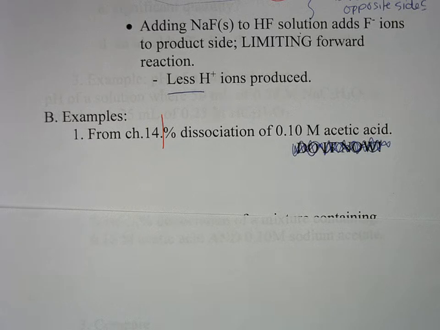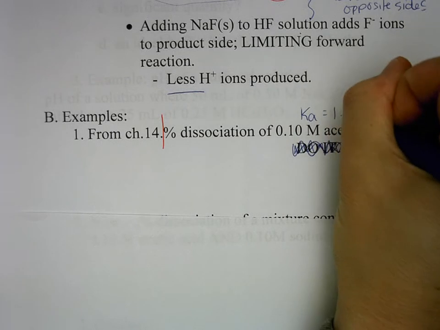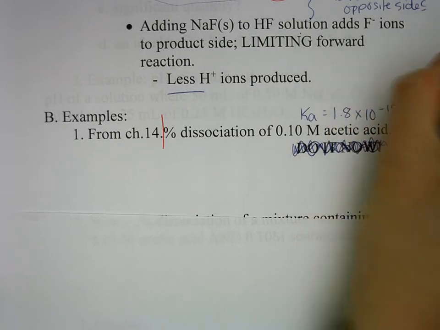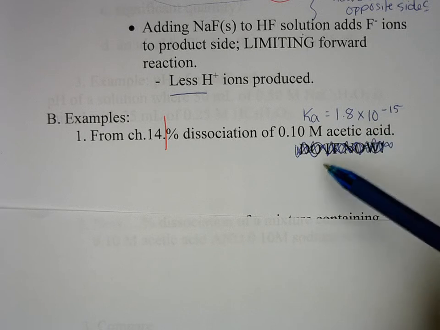Okay, so from chapter 14, you would also be given the Ka value. This was on your test. It was a different acid, but it was the same idea. You guys had to find the percent dissociation of 0.1 molar acetic acid.